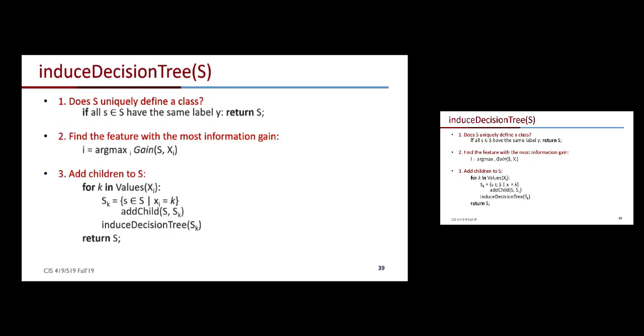Okay, so that's going back to the algorithm. Hopefully it's straightforward. We start with checking for trivialities. We find the feature that has the most information gain, and then we keep on going recursively.